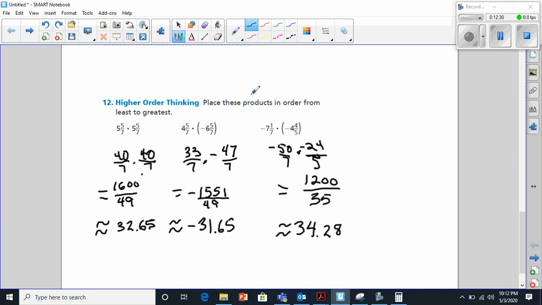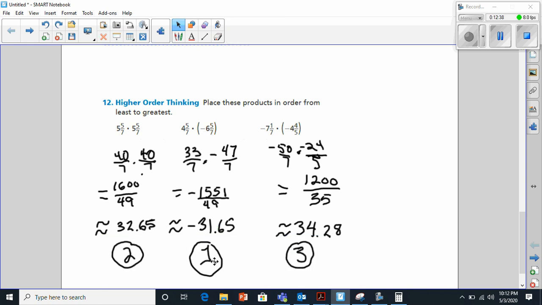Now it says here, place these products in order from least to greatest. And if I follow those directions, the smallest one has to be the negative. So it will be the first one. The second one will be the next smallest number, which will be 32.65. And the last one will be the greatest number that we got here from these products, which was 34.28.